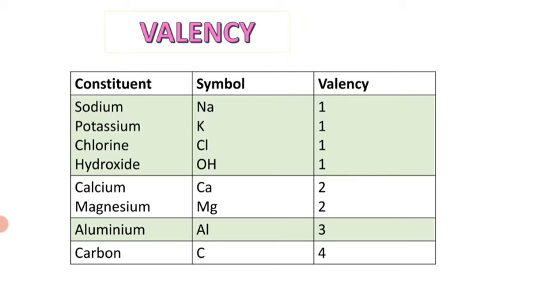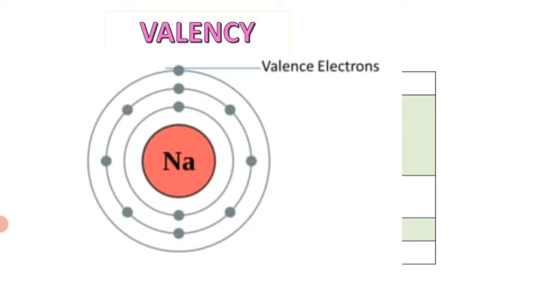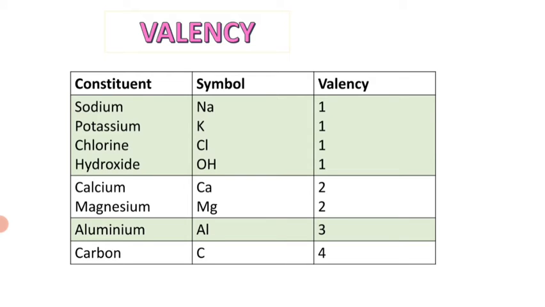You have studied electronic configuration. The number of electrons in the outermost orbit are called the valency electrons. Usually the valency is always a whole number. Elements like calcium and magnesium have valency 2. Aluminium has valency 3 and carbon has valency 4.